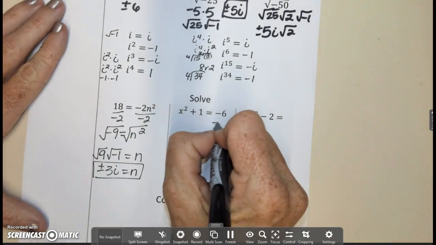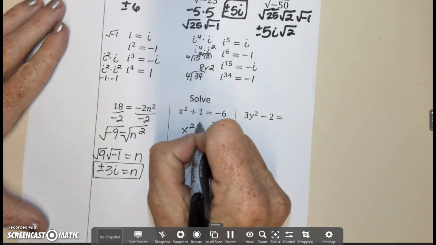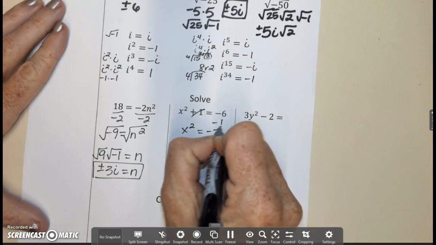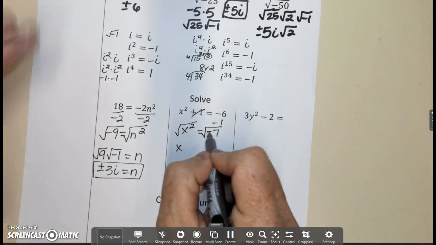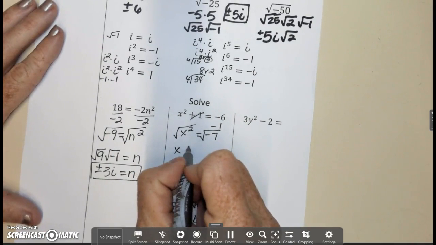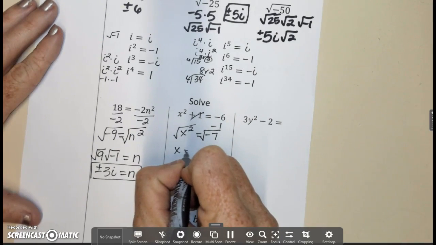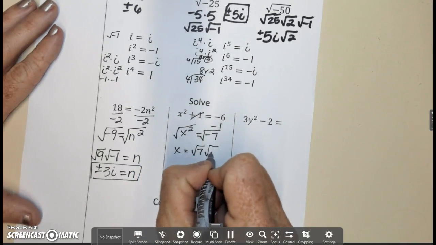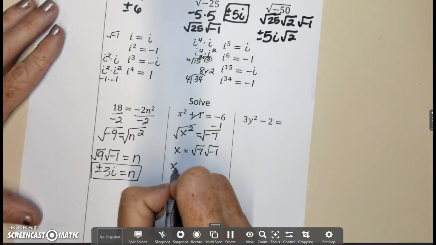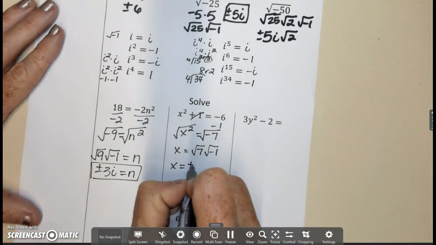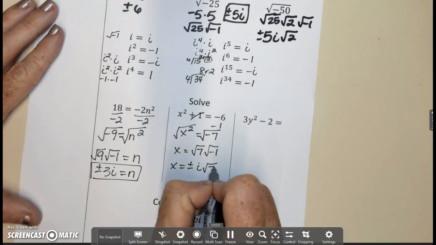Second one, same thing. We need to subtract 1 from both sides, so we get x squared equals negative 7. Take the square root, and 7 is not a perfect square, but I can take that i out. So I would get the square root of 7 and the square root of negative 1. This can be replaced with an i. So the way I'm going to write that is plus or minus i square root of 7.